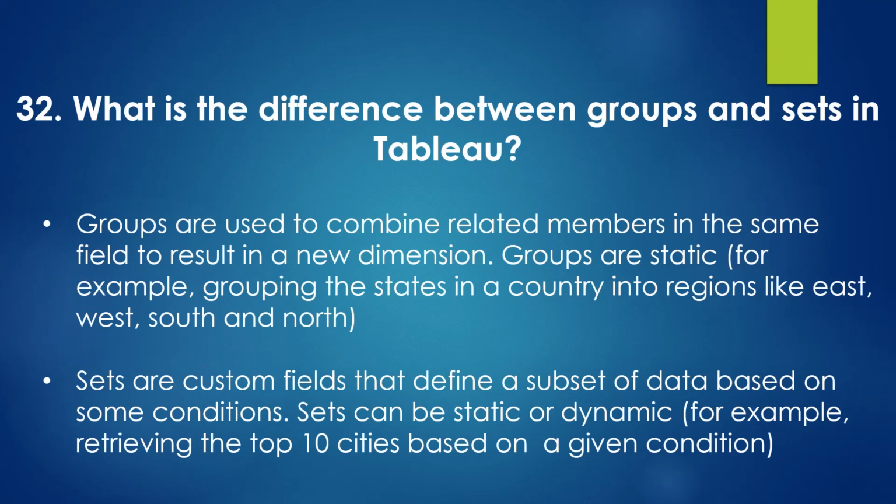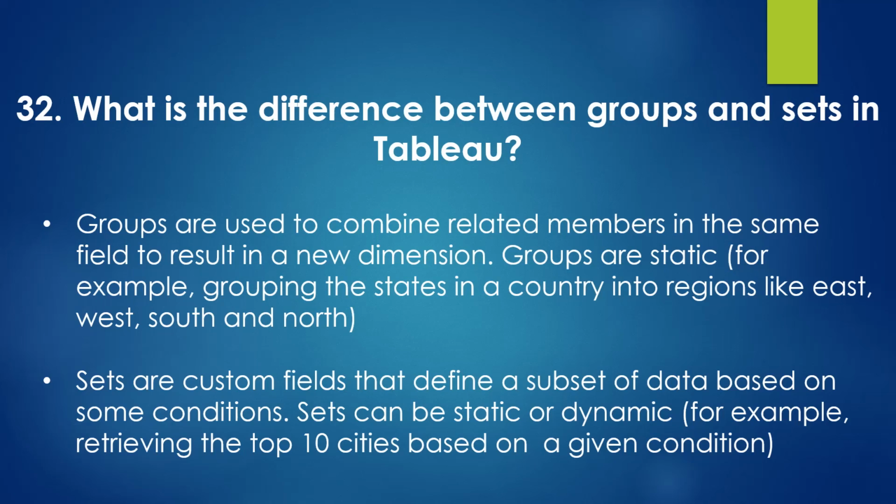What is the difference between groups and sets in Tableau? Groups are used to combine related members in the same field to result in a new dimension. So if you have a field with several values and you want to combine them or create different groups in this field, you use groups. And groups are static. For example, grouping the states in a country into regions like East, West, South, and North. Whereas sets are custom fields that define a subset of data based on some conditions. So here, to create a set, we need conditions.